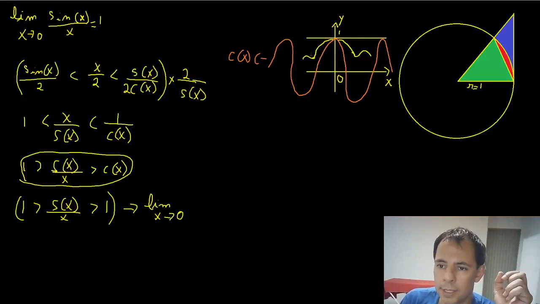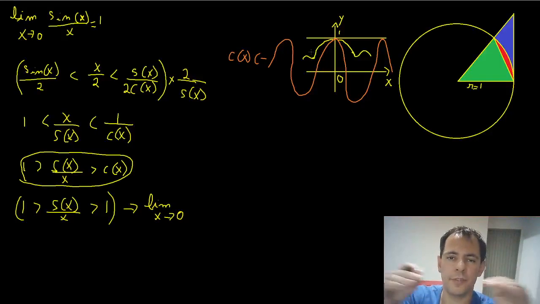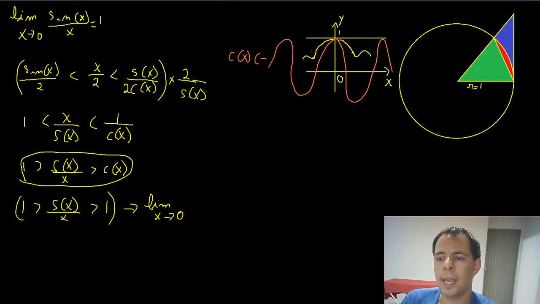Why? Because the sine of x divided by x is sandwiched between the function 1, which is constant, right? It's the horizontal function where y equals 1, and the other one is the cosine of x.